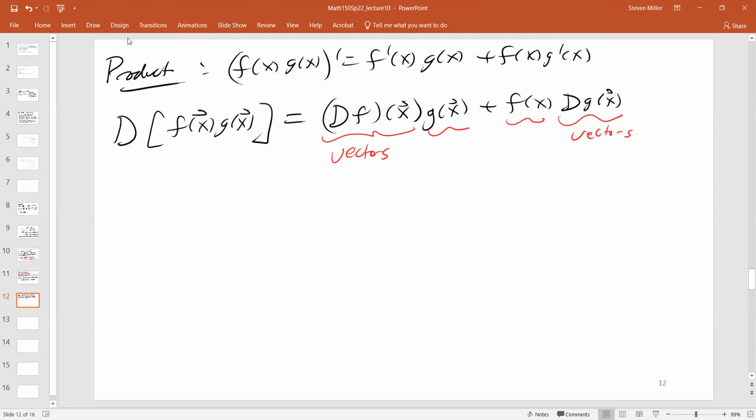What kind of object is the matrix? It's a function, but what kind of function? Or what's the output? Where does it live? Is it a vector? It's just an f of x and g of x. It's just a number. So f of x and g of x, these are just numbers.